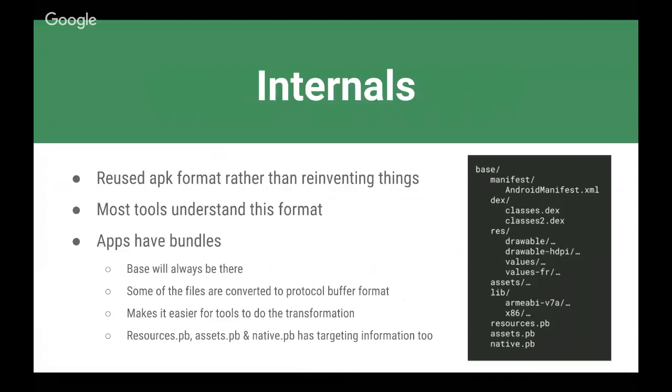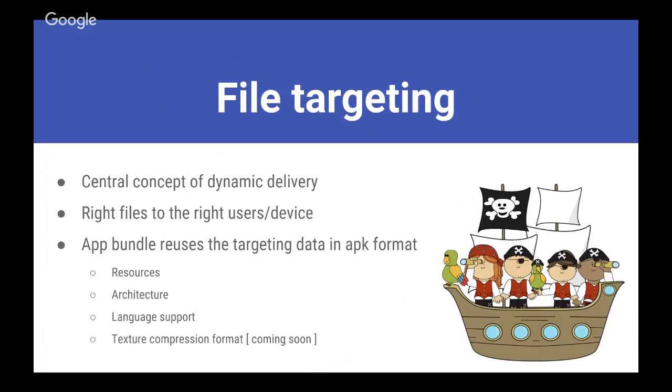And one more thing: why we did not change the AAB format completely to be a new format from APK is basically because we didn't want too many changes to the tools that were working with APK earlier. We wanted them to be able to work with AAB also easily. So that's why the formats were not changed much and were kept as close to each other as possible.